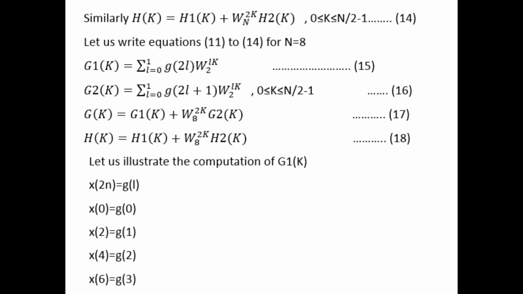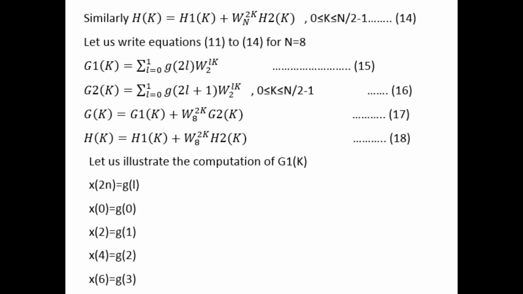g2 of k is equal to summation l is equal to 0 to 1 g of 2l plus 1 omega 2 of lk, where k varies between 0 to N by 2 minus 1. Call it as equation number 16. Then g of k is equal to g1 of k plus omega 8 of 2k into g2 of k. We can call it as equation number 17. And h of k is equal to h1 of k plus omega 8 of 2k into h2 of k. We can call it as equation number 18.